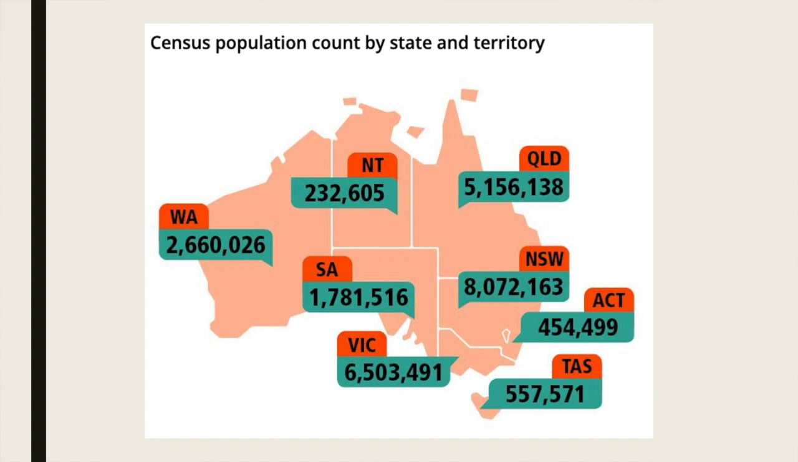So you can see where all the population is, you can see where the majority of people live in New South Wales, followed by Victoria, you can see the data there. So this is an infographic about the population, the demographic information about Australia in relation to population.